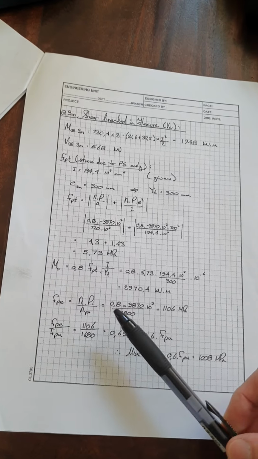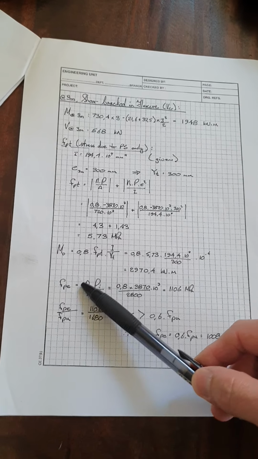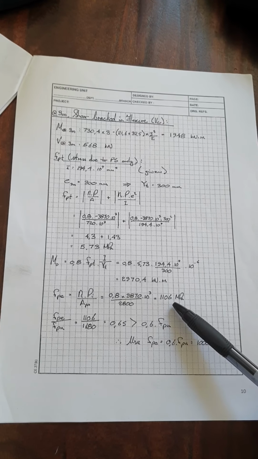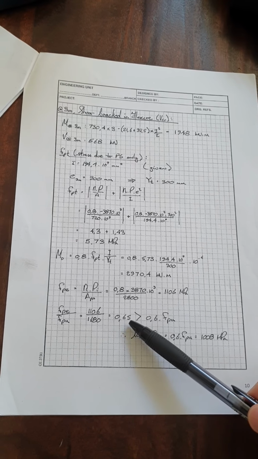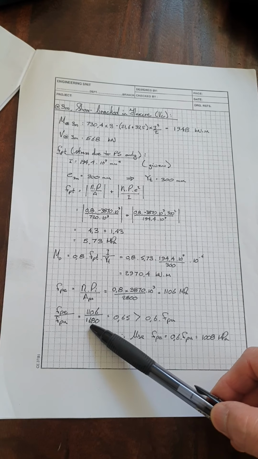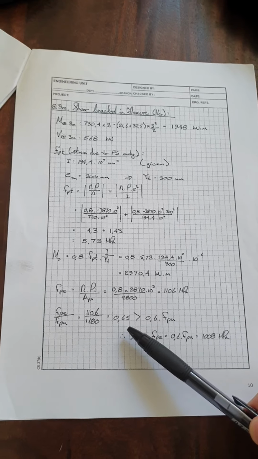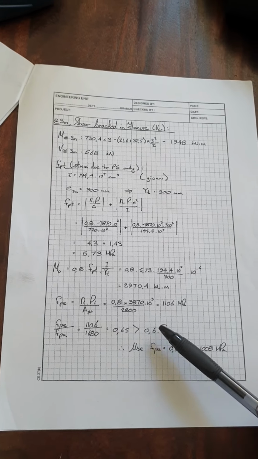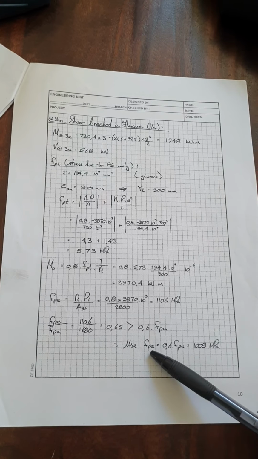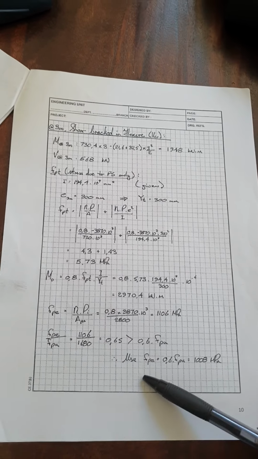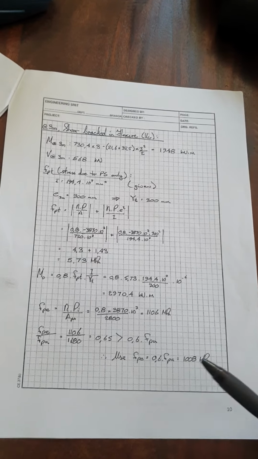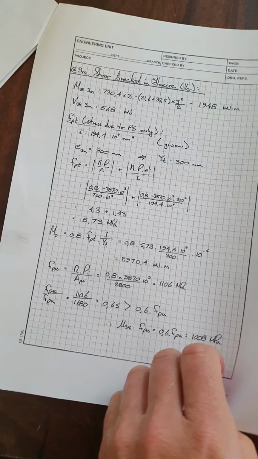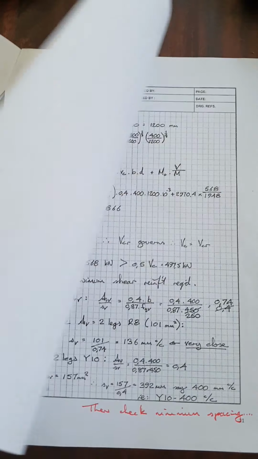FPE, here we go. We've got our effective pre-stress force divided by APS. Okay, 1106 MPa. Now if we look at 1106 MPa over the FPU, which is 1680, we've got an FPE over FPU of 0.65, which is greater than 0.6. So in that case, FPE has to be 0.6 FPU, 1008 MPa. So don't forget that. The maximum value of FPE is 0.6 of FPU.